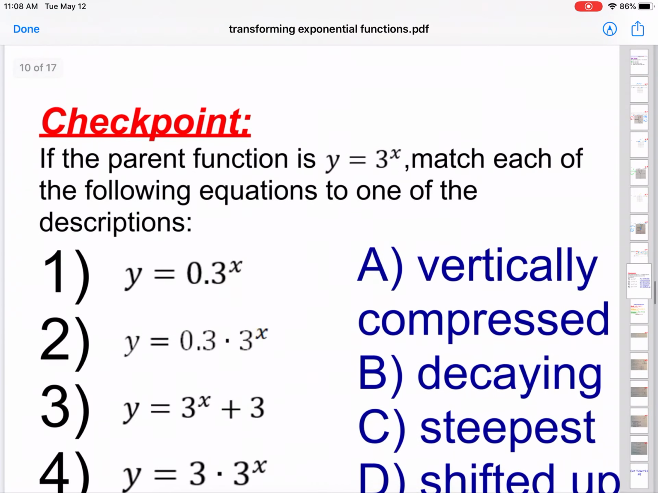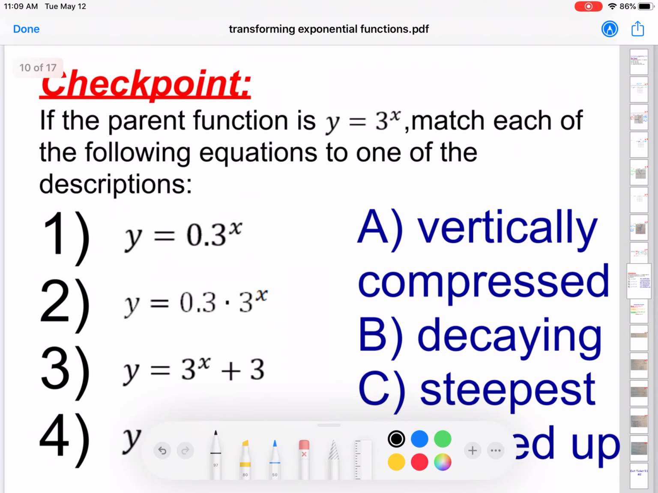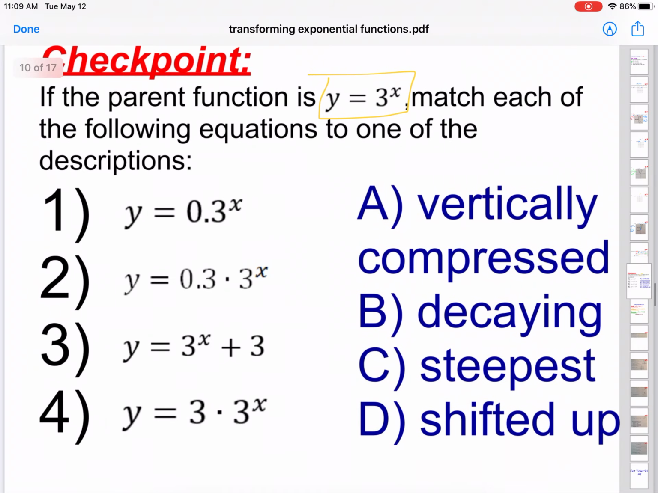So let's take a look at our checkpoint question. Try to pause the video and answer this. It's giving you here a parent function of 3 to the x, and they want you to match up 1, 2, 3, and 4 with the transformations given in A, B, C, and D. So go ahead and take a moment to try that.